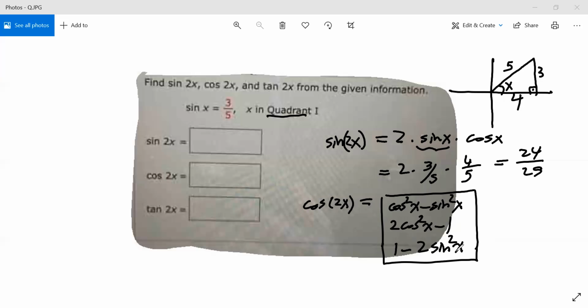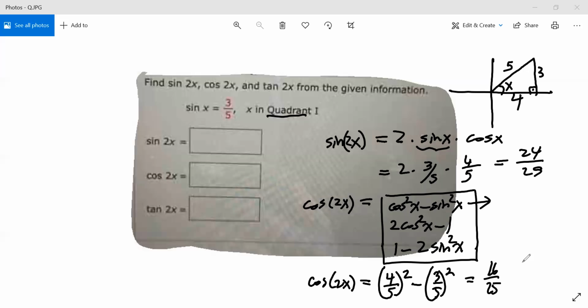Whichever you want, we have enough information to do anything here, because we have both sine and cosine. So I'm just going to use the first one. I'm going to do cosine squared x, and cosine x is 4 over 5, so it's 4 over 5 squared minus sine squared, and sine is 3 over 5, so 3 over 5 squared. That's 16 over 25, minus the other one, 9 over 25. So 16 minus 9 is 7 over 25. Okay, so that's the cosine.